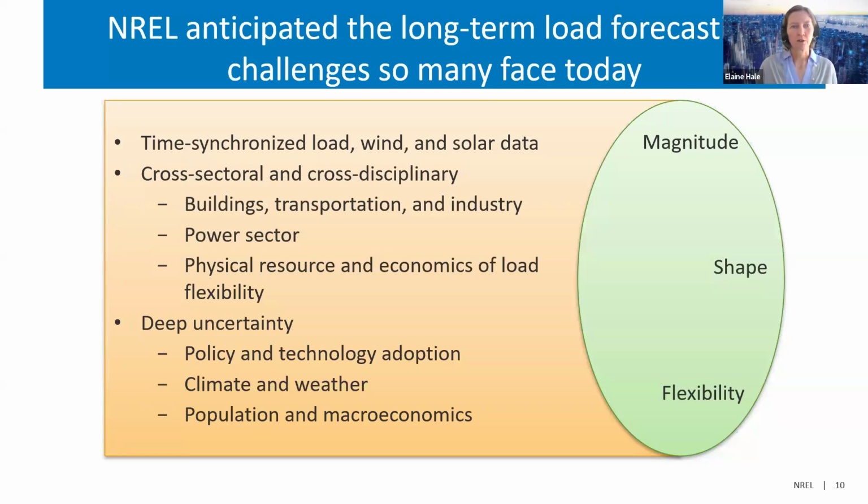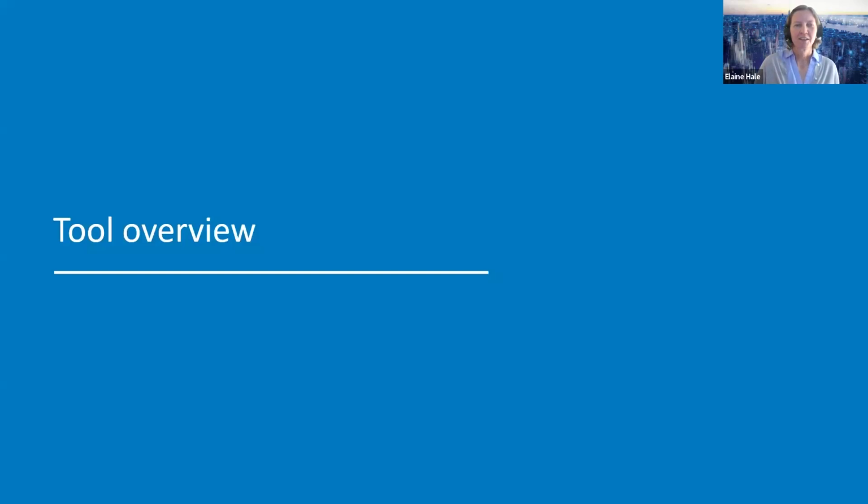This work is also highly cross-sectoral and cross-disciplinary, which can always be challenging. We need to understand the demand side sectors like buildings, transportation, and industry. We also need to understand the power sector, and we need to take a deep dive into both the physical resource and the economics of load flexibility. And we're doing all of this under deep uncertainty. There's a lot of things changing in a lot of ways, and it's impossible to know exactly what things will look like in 10 or 20 years, but we need to do some sort of planning here so that we can get a sense for what the possibilities are and get ourselves on the right path. So with that, that's kind of why we're doing all of this and some of the background that led to this work.